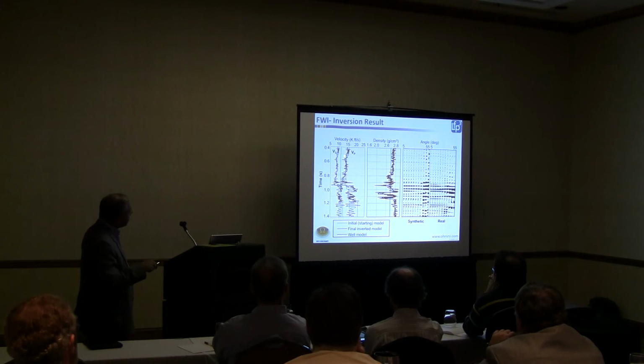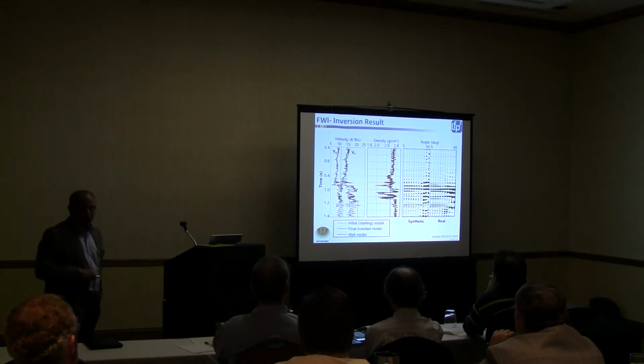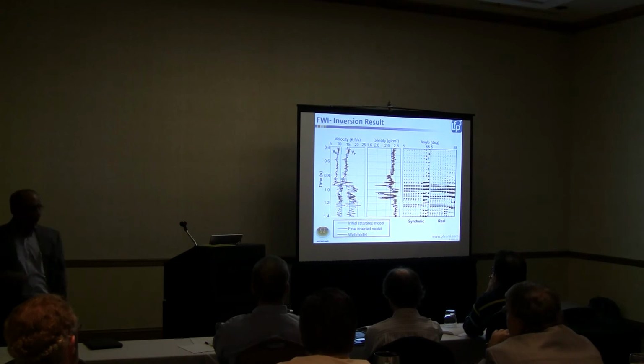It started with the velocity. So for example, the Vs is completely off. And it moved and found it. Density is also pretty off, and it gets in there. Although I am not going to say this is perfect.